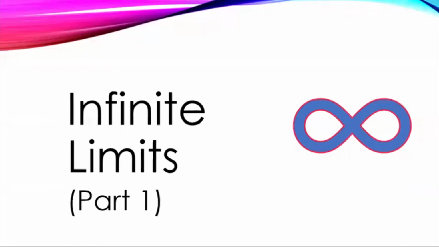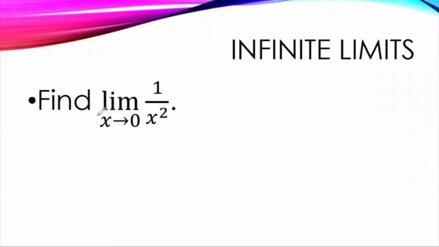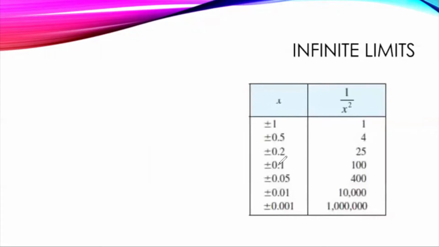Okay? So we start with this example. Find the limit of 1 over x squared as x approaches 0. Using numerical investigation or table of values, we can determine the limit of the given function. In this case, for example, we use the values from the right of 0, that is 1, 0.5, 0.2, 0.1, 0.05, up to 0.001, and this approaches 0. Okay, that's from the right.